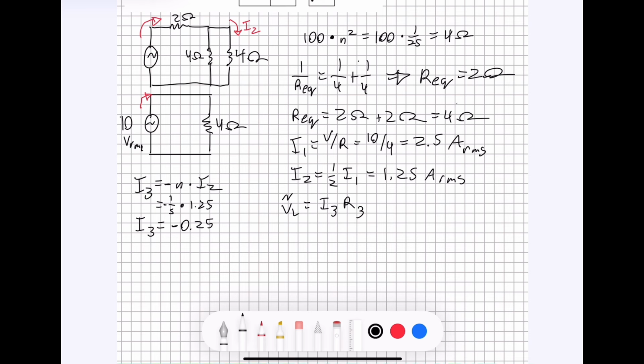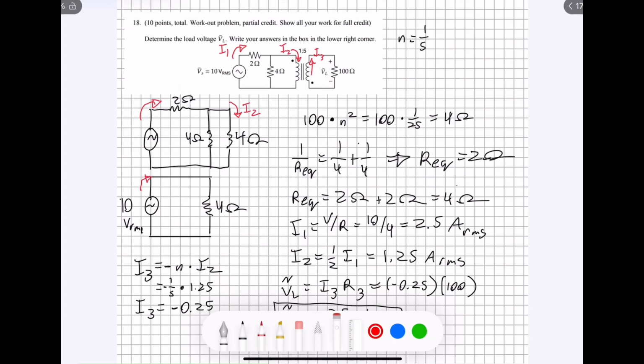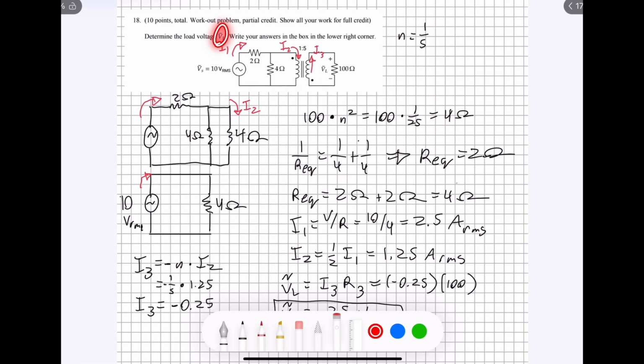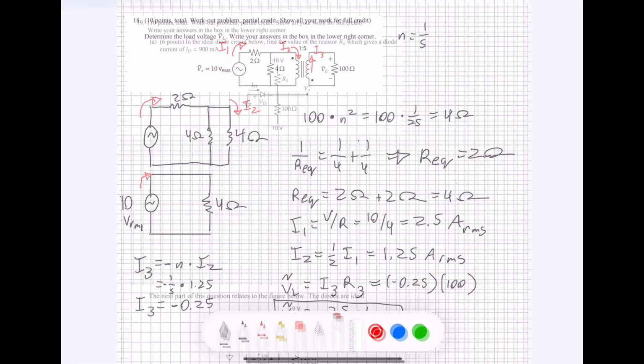Let's just call it that. So -0.25 multiplied by 100, which is what we have up here. And that is going to give us a VL is equal to -25 VRMS value. And that is our final answer for question number 18. That is what VL is equal to.